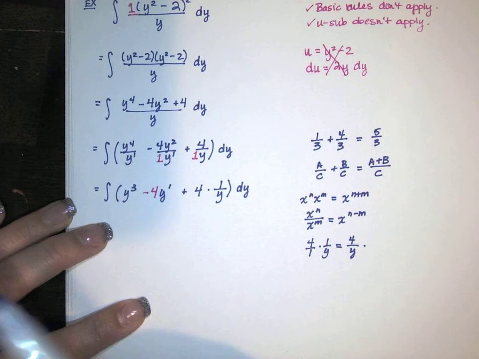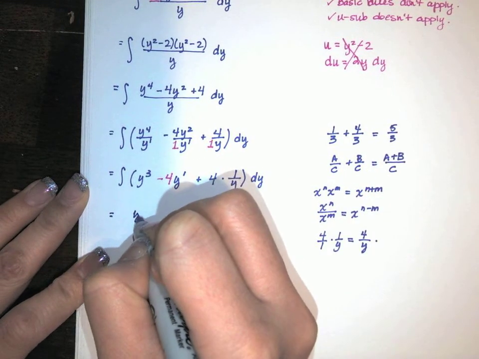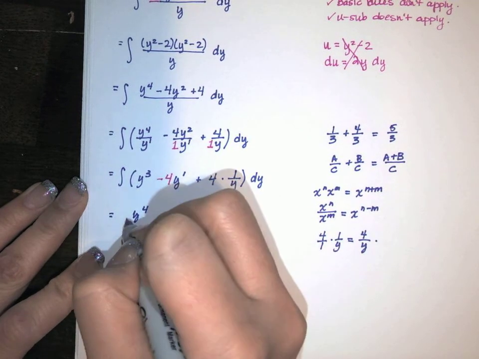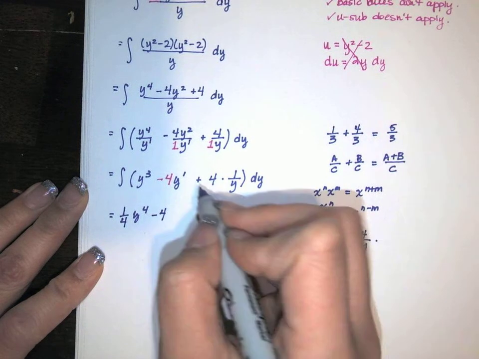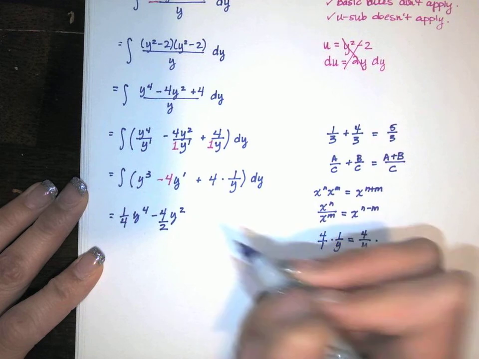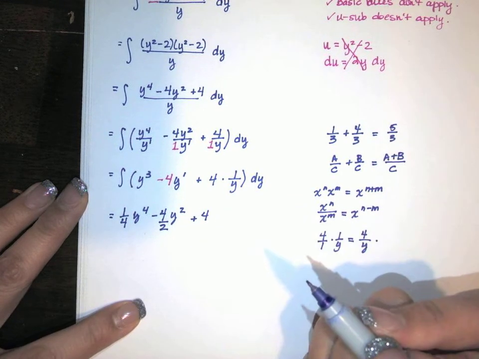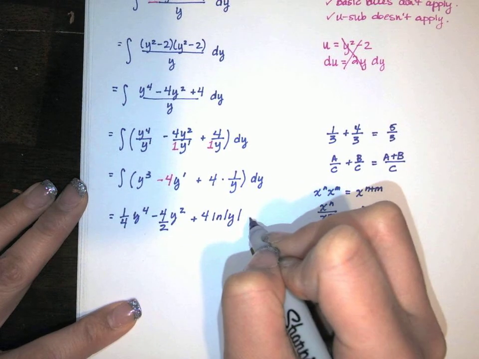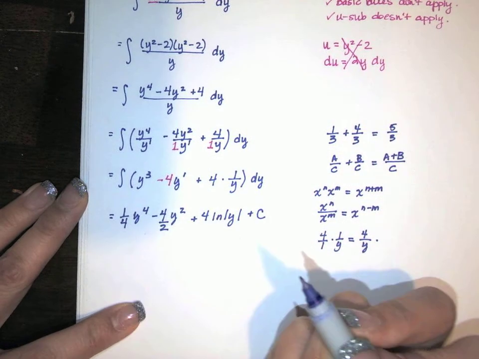So factor out your constants, and then just apply your basic rules. So we're going to add 1 to the exponent and divide by the new exponent. Dividing by 4 is the same as multiplying by 1/4. I'm going to bring down my -4. Add 1 to the exponent, divide by the new exponent. Bring down your 4. Antiderivative of 1 over y is natural log of the absolute value of y. Don't forget your plus c. That's our answer, it's just not simplified. 4 over 2 can be simplified to a 2.